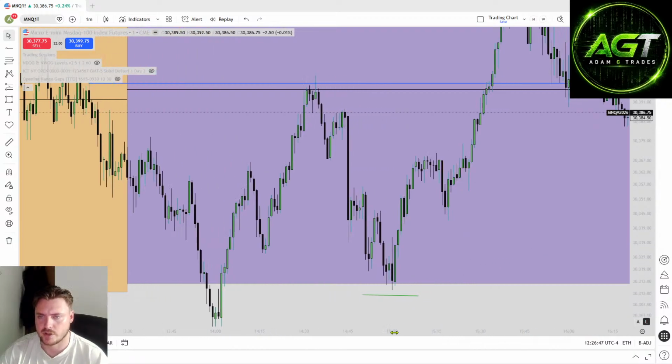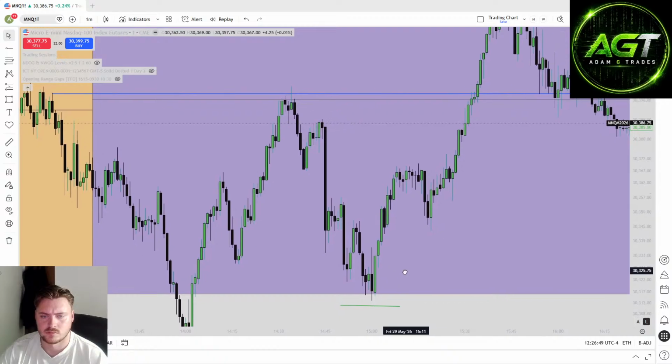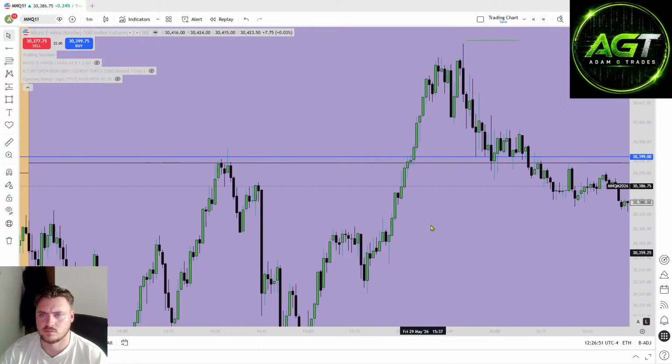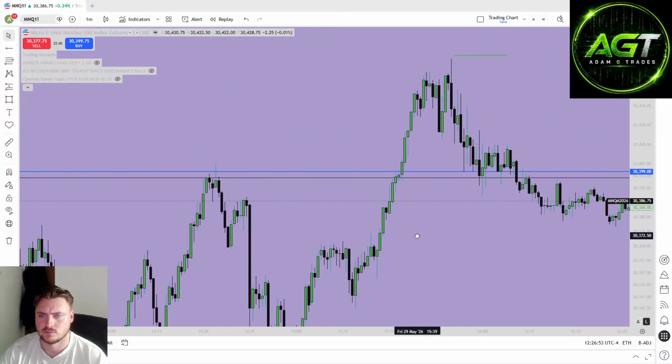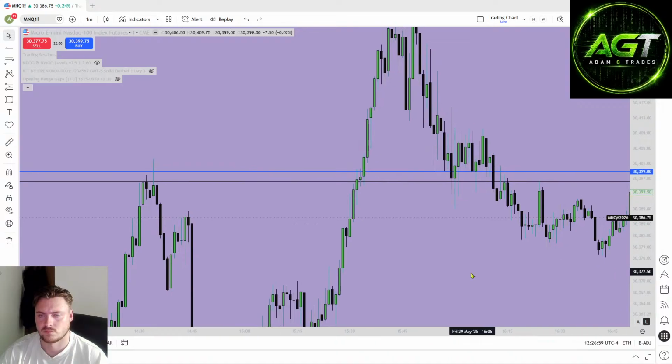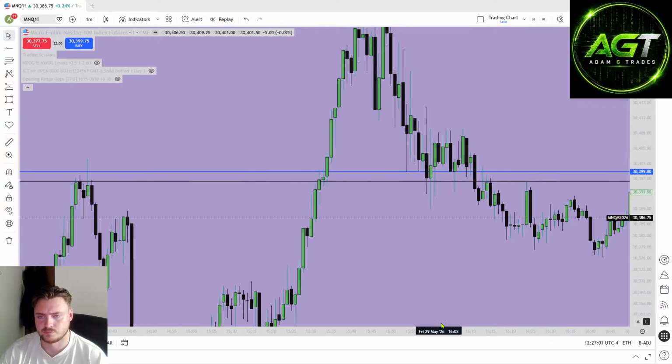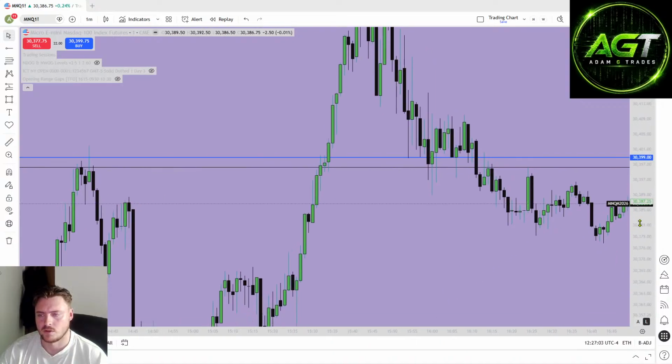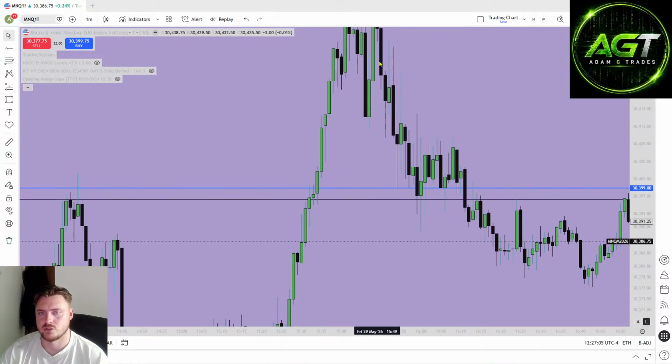Just seeing if I can spot any obvious ones. Okay, here's a good one. And they can be used, say for example you miss them. I find volume imbalances quite useful to get into a trade.